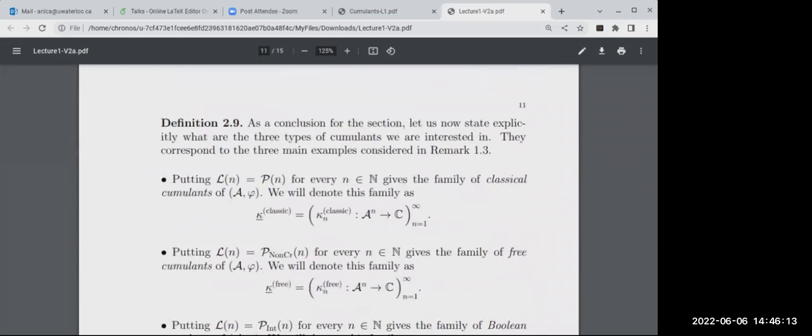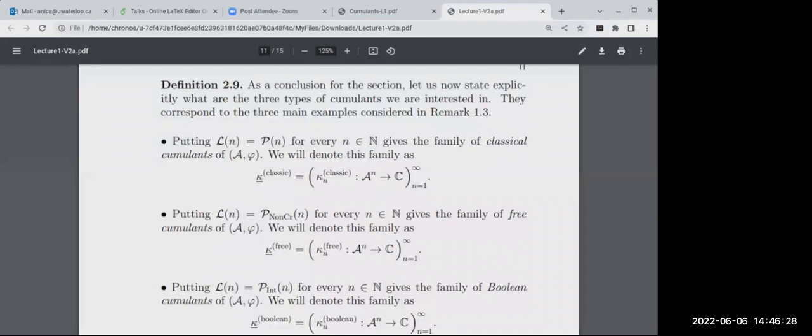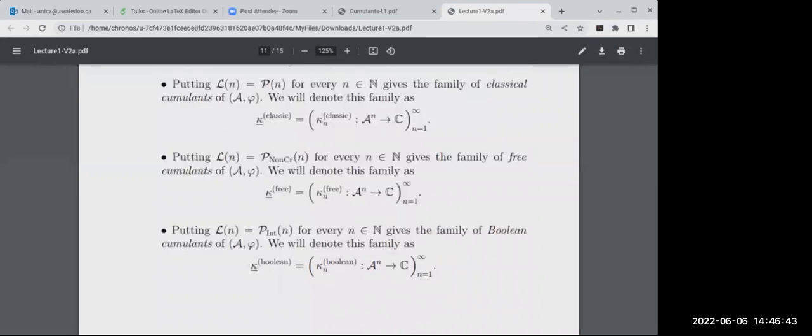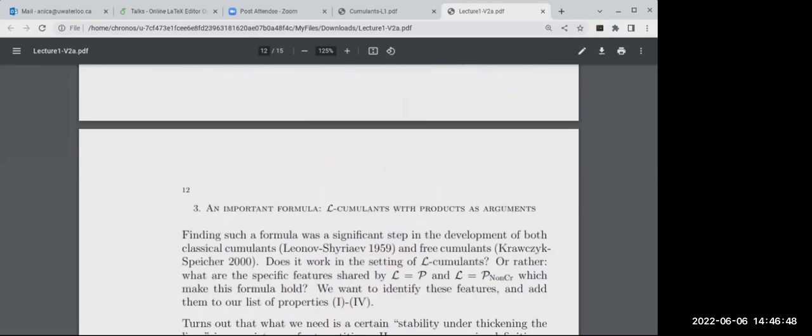Okay, so now I conclude my section, which was introducing the cumulants. My 3 basic examples give three families of multilinear functionals: the classical cumulants, the free cumulants, and the Boolean cumulants come from these basic examples. I'm sorry that I'm not really succeeding in doing my plan here.